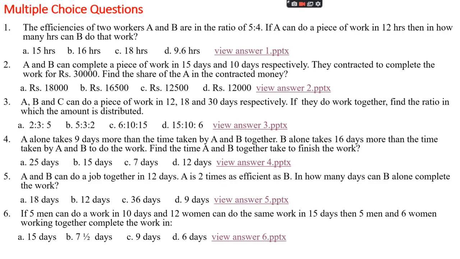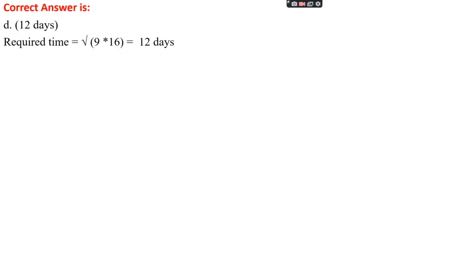Question number 4. A alone takes 9 days more than the time taken by A and B together. B alone takes 16 days more than the time taken by A and B to do the work together. Find the time A and B together take to finish the work. Option A 25 days, option B 15 days, option C 7 days, option D 12 days. The right answer is option D, that is 12 days.